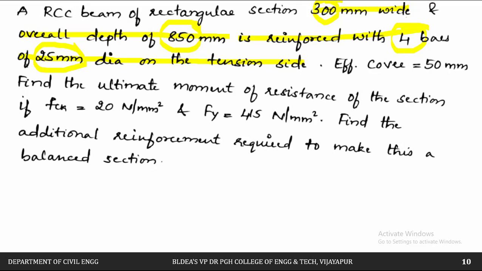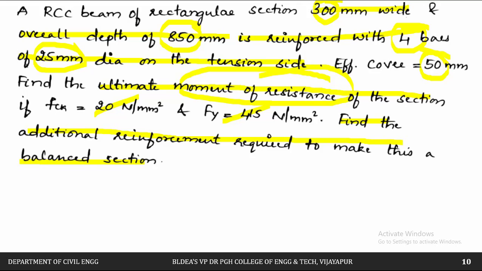Effective cover, that is 50 mm, they have given. The next is find the ultimate moment of resistance of the section. FCK is 20, FY is 415. First thing is that they have asked us to calculate the moment of resistance, the Mu value you have to calculate. Then next they are asking is find the additional reinforcement required to make this a balanced section.